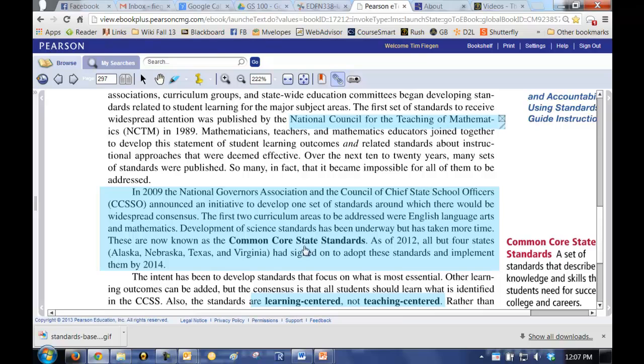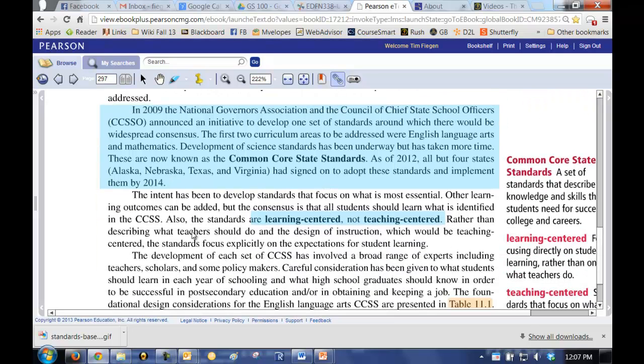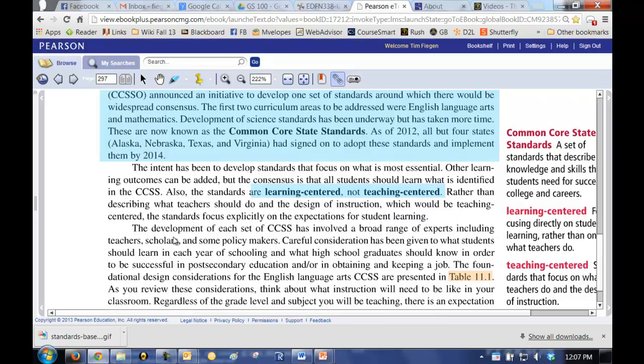And they're now known as Common Core Standards. As of 2012, all but 4 states, and it names them, the smart ones, have signed on to adopt these standards and implement them by 14. The intent has been to develop standards that focus on what is most essential. Other learning outcomes can be added, but consensus is that all students should learn what is identified in the CCSS, Common Core State Standards. Also, they are learning-centered, not teaching-centered. Rather than describing what teachers should do in the design of instruction, which would be teaching-centered, the standards focus on the expectations of student learning.